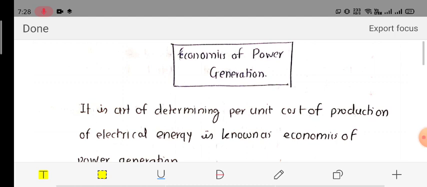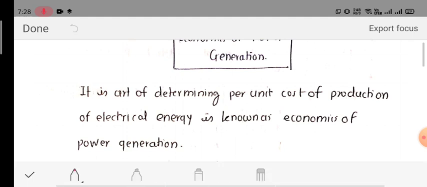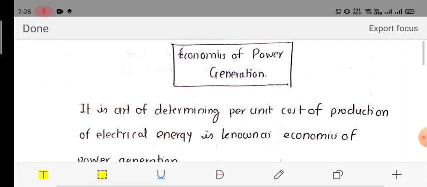We are going to see the sub part of unit number 6, that is economics of power generation. It is a sub part of unit number 6. The first part is about power plant instruments, which is theoretical. In economics of power generation there is conceptual theory plus some numericals, 3 to 4 types of numericals.